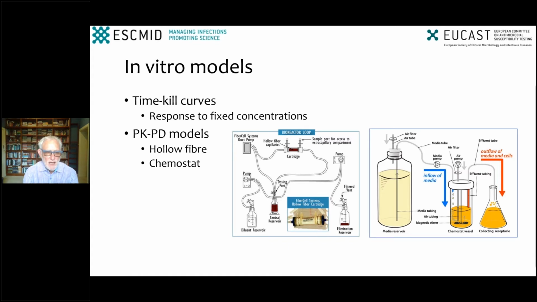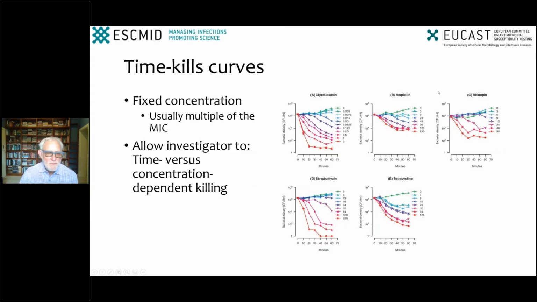The other models include the pharmacokinetics, so include the variation in concentrations after the drug is administered. And the two tools that are most widely used are the hollow fiber model, which is described on the left here, and the chemostat, which is described on the right. They both have their advantages and disadvantages. And these are pretty good models to be working with. They can generate an enormous amount of information. But so can time kill curves here.